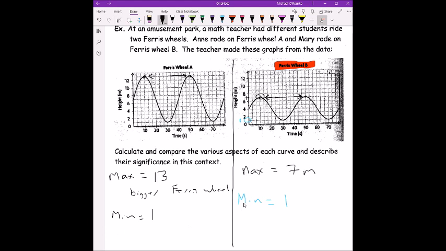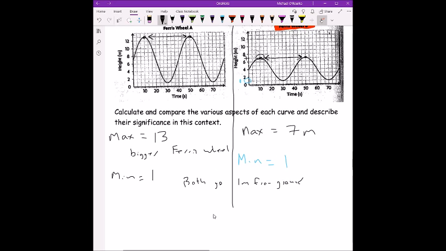If you think of a Ferris wheel going around, the minimum value is how close you get to the ground. Lowest height, yeah. Lowest height, or how close you get to the ground, right? Now we both go 1 meter from the ground. Okay. So let's go on to our axis of a curve.